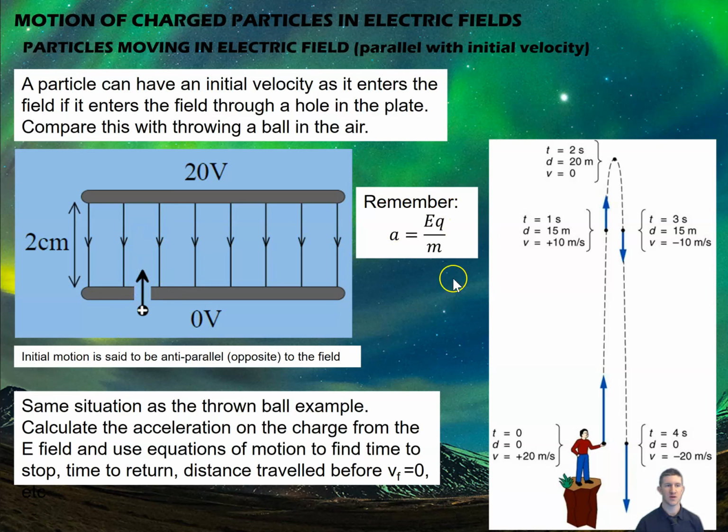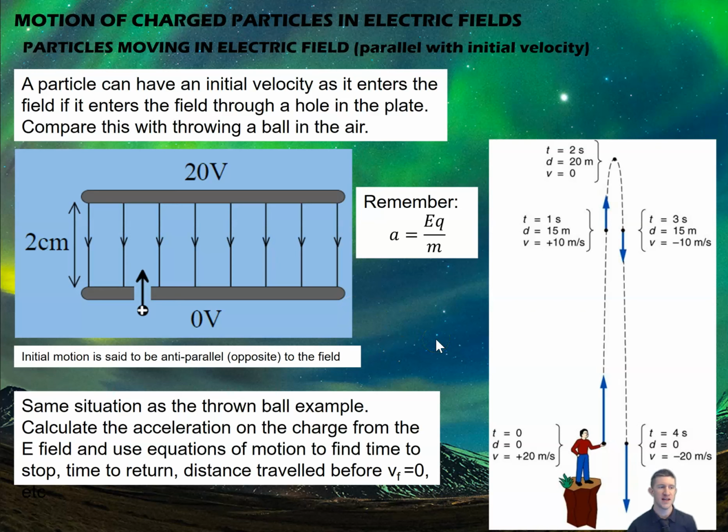So last lesson we talked about this acceleration formula, and you need to be able to derive that from Newton's second law, and it tells you that the acceleration of an object is the electric field strength times the charge of the object, divided by the mass of the object. So it's inversely proportional to the mass. So this is exactly the same situation between these two as the ball being thrown against a gravitational field versus a charged particle being fired into an electric field.